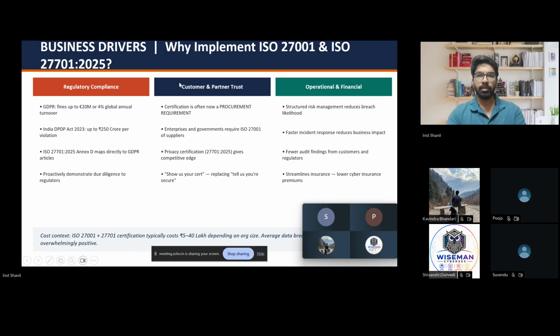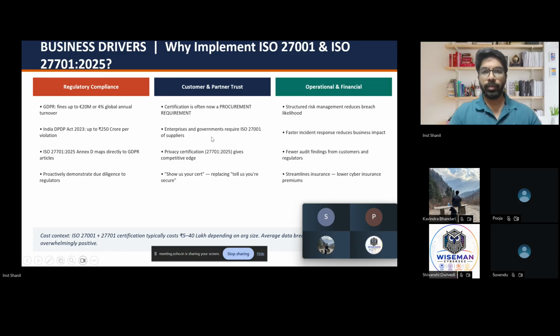Then we have customer and partner trust. Certification is often now a procurement requirement. Any company or customer approaching you will first ask for the company's credentials. What all certifications do you have, so that we can rely upon you and your information security? The certifications nowadays have become more of a marketing technique rather than about data security. If you want new customers, you have to have these certificates. That is the new market trend.